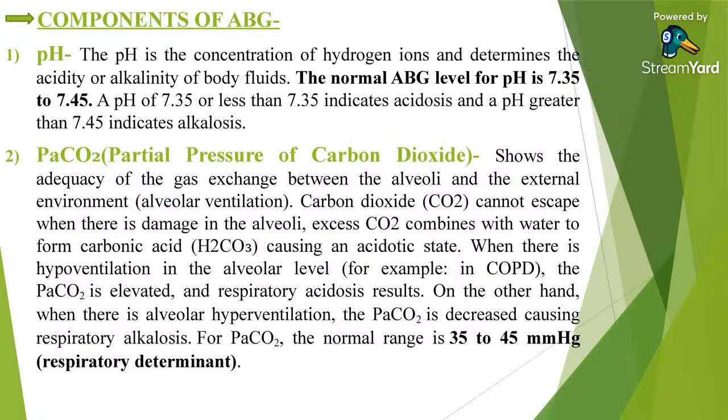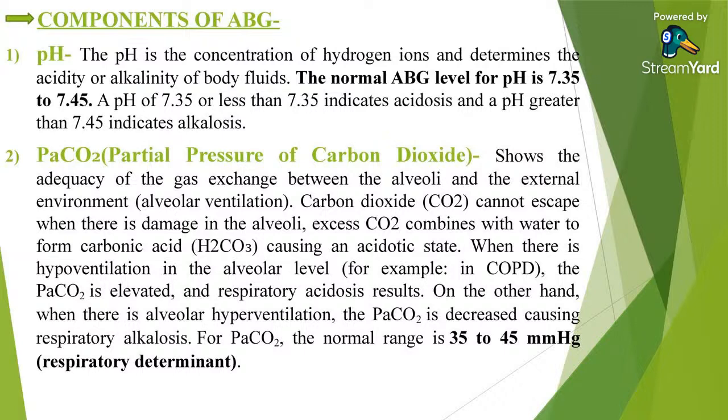Now, here are some components of ABG: pH, PCO2, PO2, and bicarbonate. So, first we will discuss pH. What is pH? It is the concentration of hydrogen ions, which determines the acidity or alkalinity of body fluids. The normal ABG level for pH is 7.35 to 7.45. A pH of 7.35 or less indicates acidosis, and a pH greater than 7.45 indicates alkalosis.